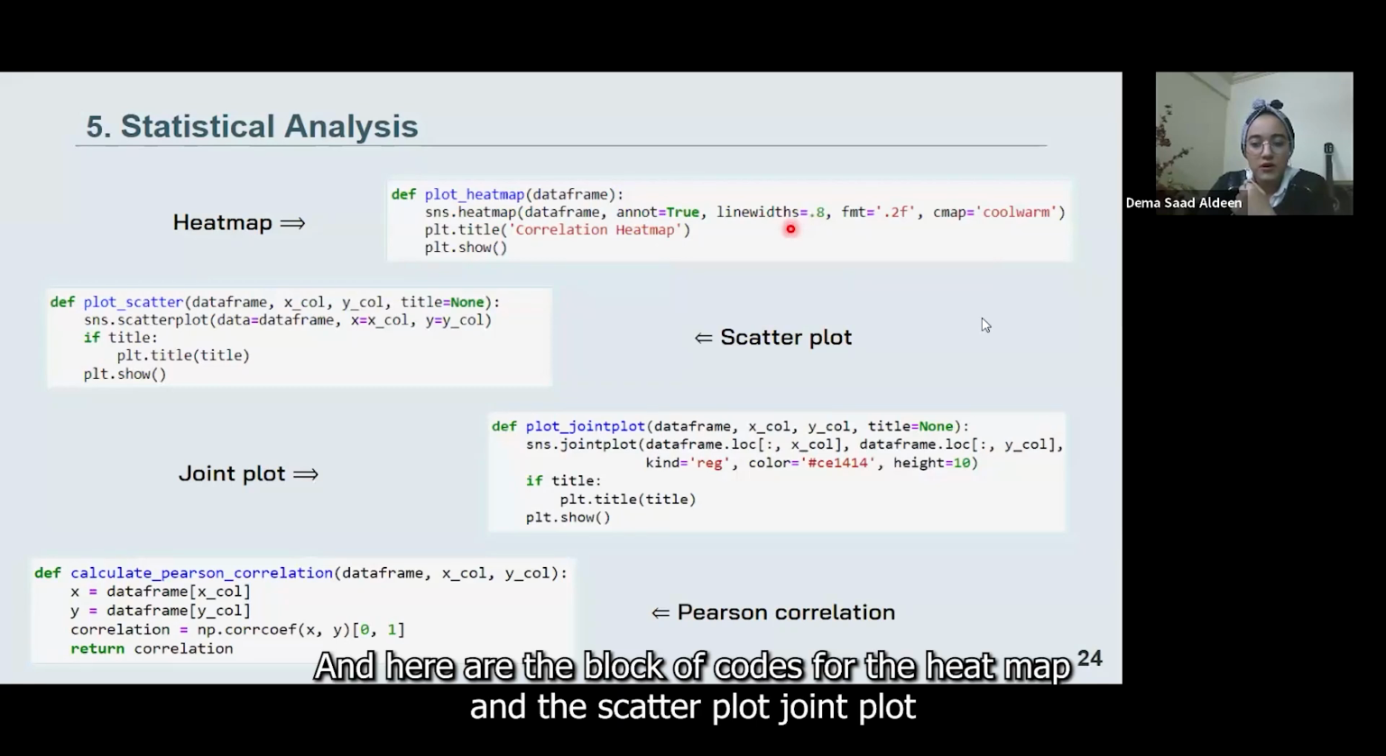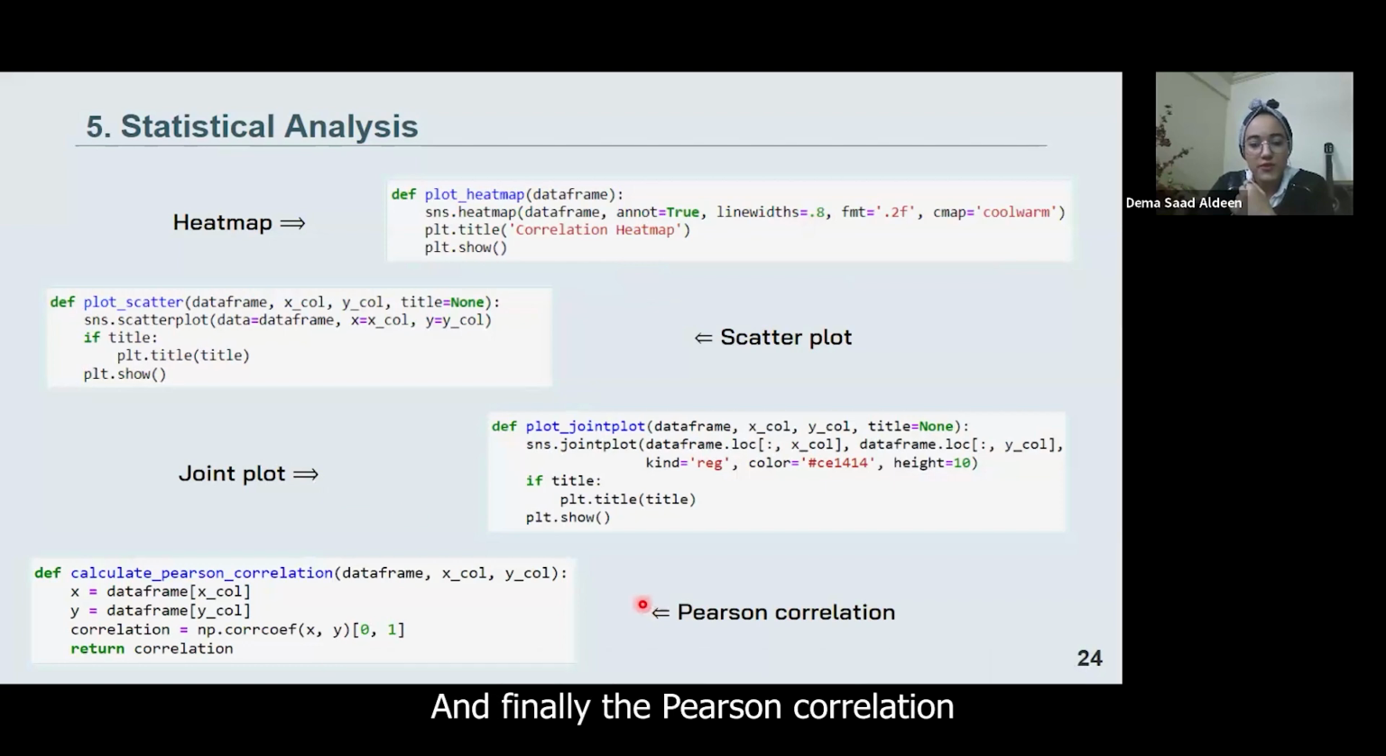Here are the block of codes for the heat map and the scatter plot, joint plot, and finally the Pearson correlation.